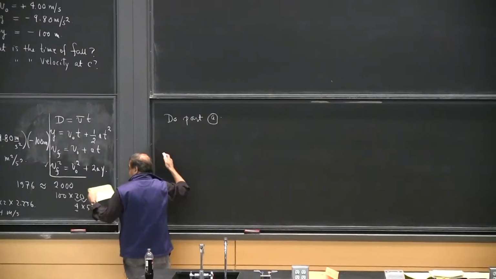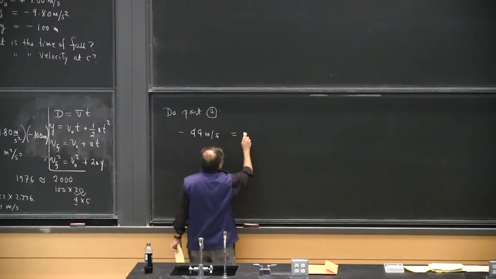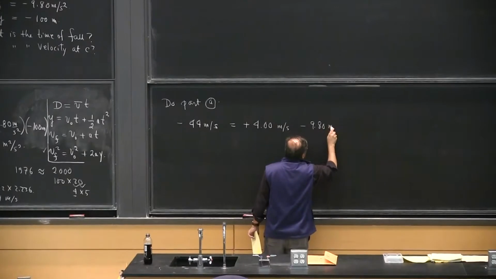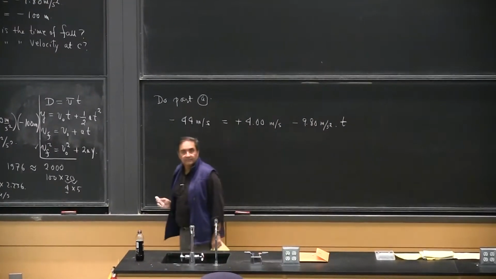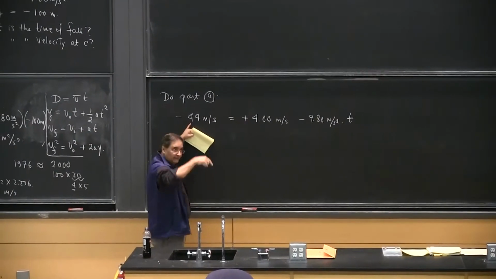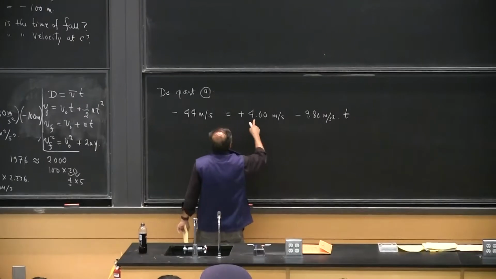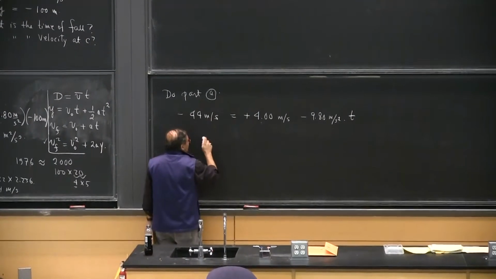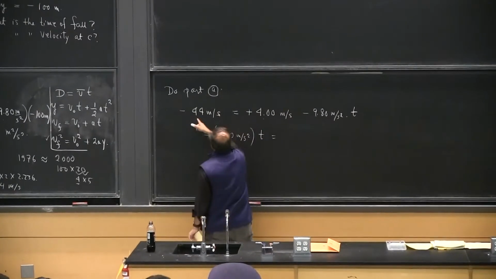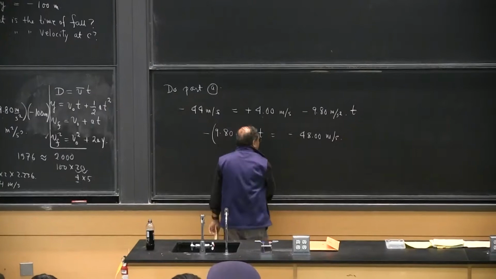The final velocity I already know, that's approximately minus 44 meters per second. Initial velocity, now that's where the sign business comes in, plus 4.00 meters per second, minus 9.80 meters per second squared times time. Now I can easily do this calculation, and you see something interesting happening. The final velocity had a downward vector, and the initial velocity had an upward vector, so as you calculate time, these two actually add up, because I take this to the left side. So minus 9.80 meters per second squared times time is equal to, if I take this to the other side, 44 plus 4 is 48, so minus 48.0 meters per second.